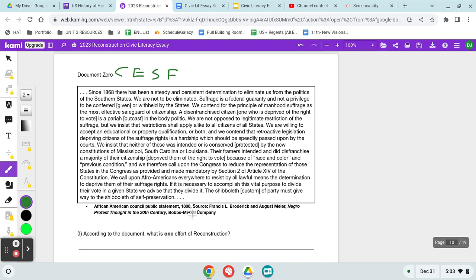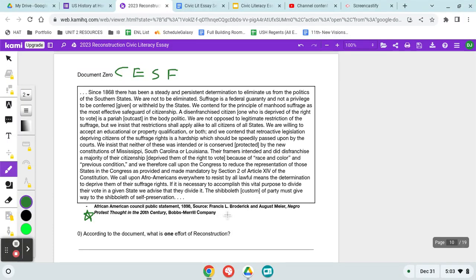So first of all, looking at the document, you should look at the source first. Always start with the source first, because you're going to really understand, is this a document that I can use for the beginning, middle or end of my essay, by looking at the source. This is an African American Council public statement from 1898. So this is later than Reconstruction. This is a source that comes from after Reconstruction is over.